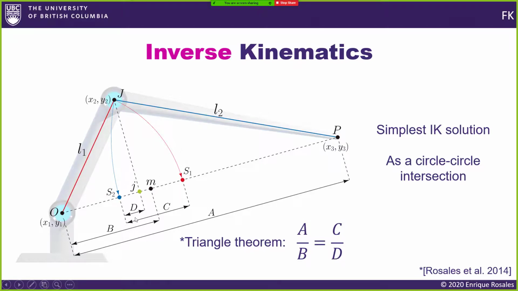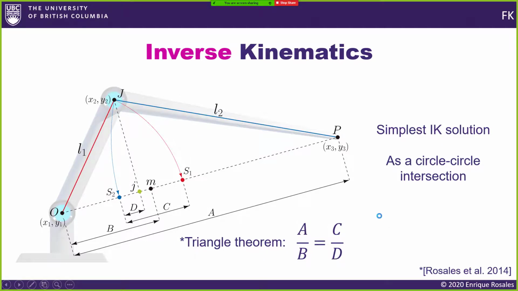So I have C, I have A, and I also have B, you agree? Because B is the distance from the origin to this middle point here. The only distance that I don't have originally is the distance D. This is the variable I need to compute. I have everything except for J, so I can compute D with this theorem, and basically I get to this point.